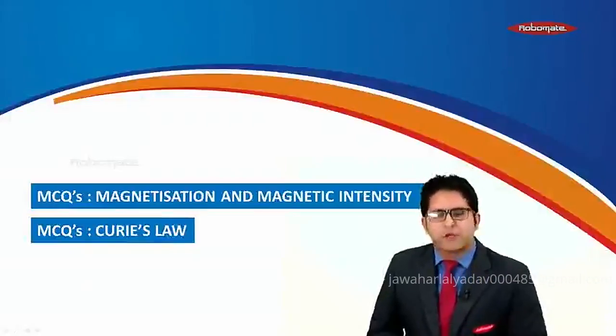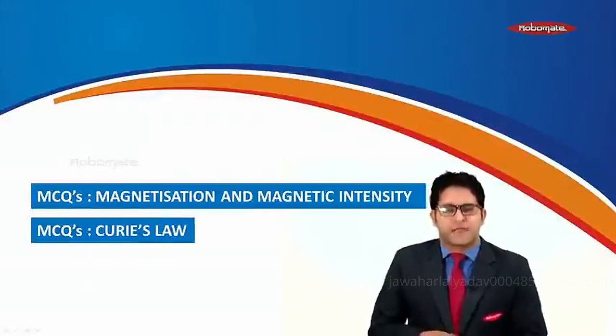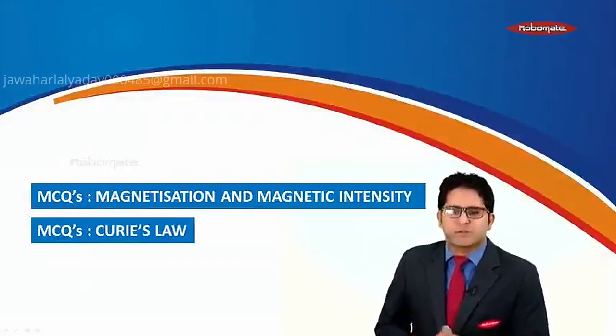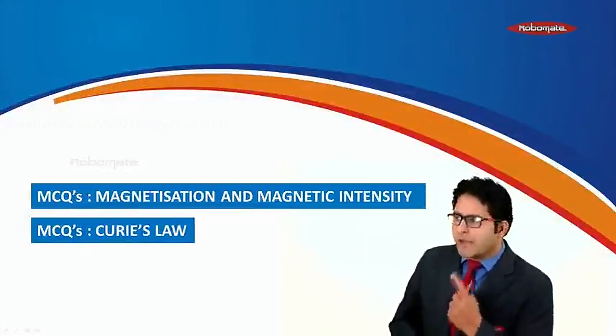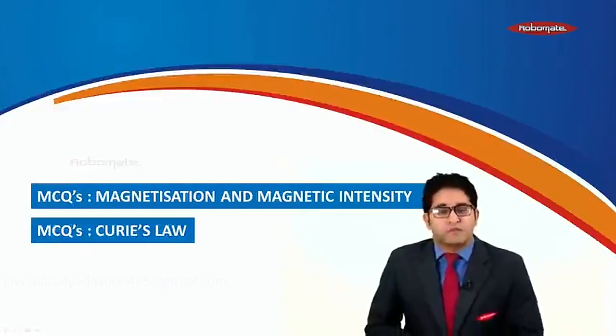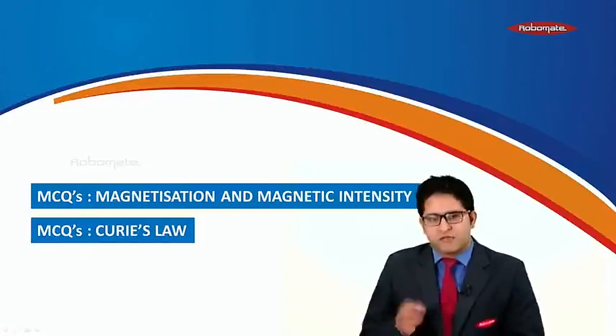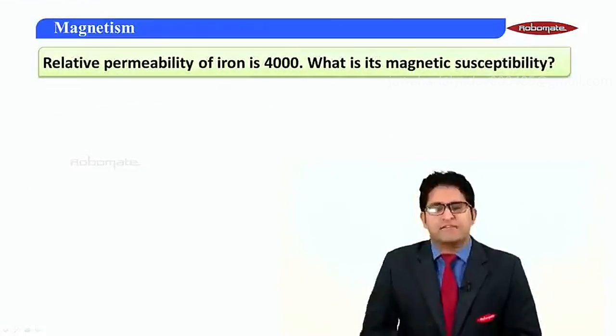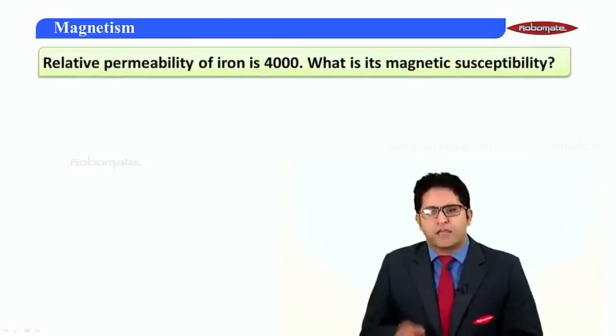Now welcome back to the new module of our chapter called Magnetism. In this particular module, we'll be learning multiple choice questions which are based on the concepts called magnetization, magnetic intensity and Curie's law. Now students, we have already learned these concepts in the previous module, right? So let us start our module with the first MCQ, which says relative permeability of iron is 4000.